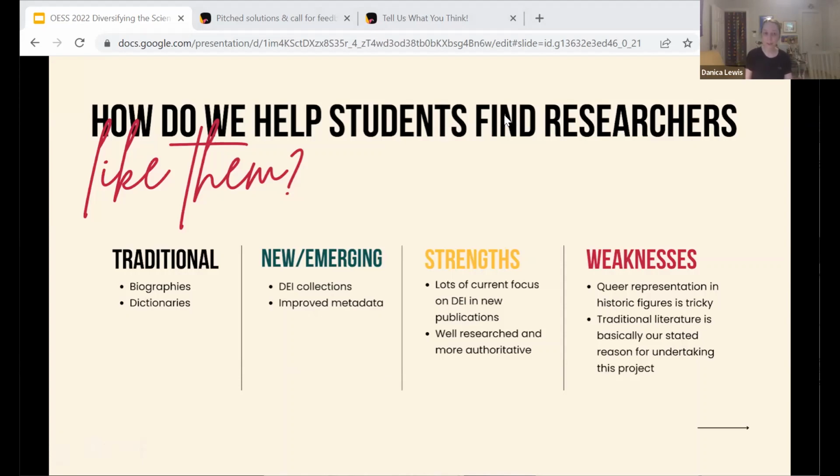There's also improved metadata, so it's easier now to search through library catalogs through linking. And also just some fundamental improvements, so that if you went to a library catalog and searched Black scientists, you'd also get results like top 101 scientists, which is an improvement. There's still plenty of problems, but there's a lot of improvement there as well.